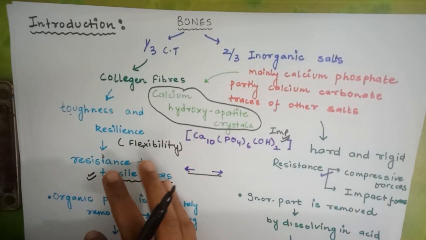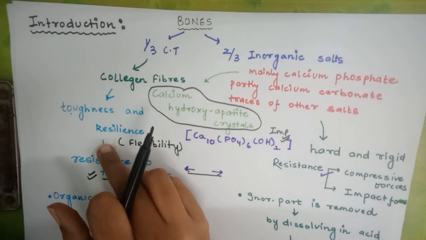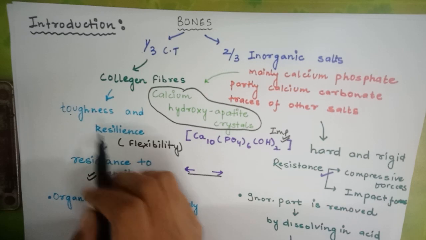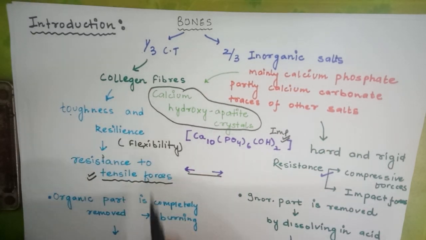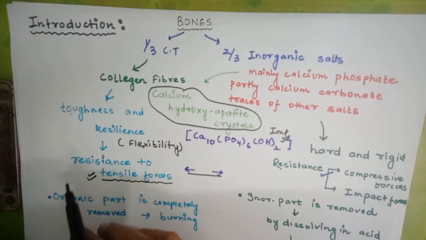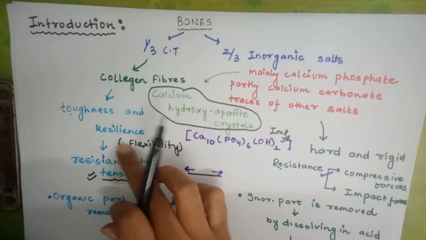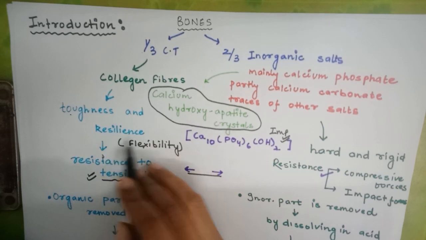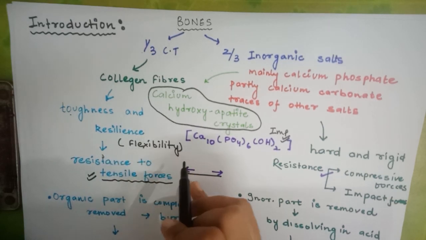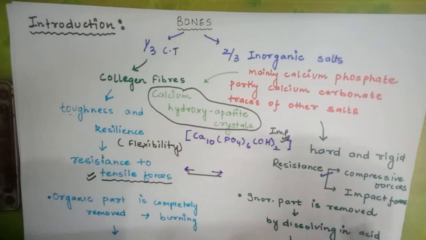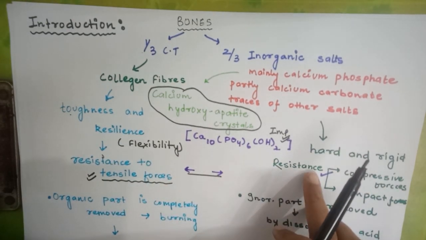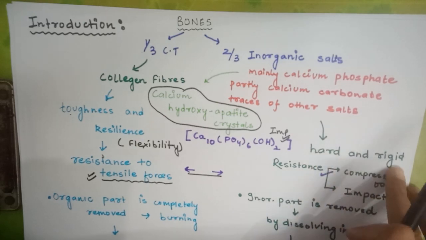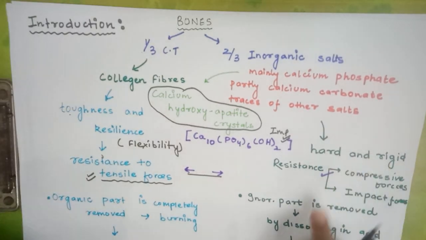Now we will study what the organic part of the bone provides. It is responsible for the toughness and resilience of the bone. What does the word resilience mean? Resilience means flexibility. And what is the inorganic part of the bone responsible for? It provides the hardness and rigidity to the bone.